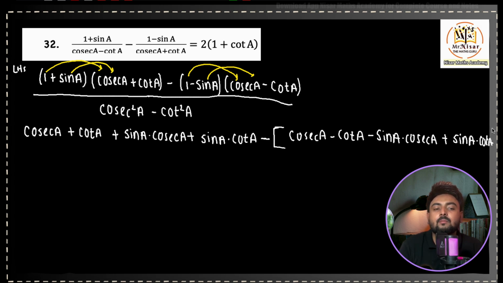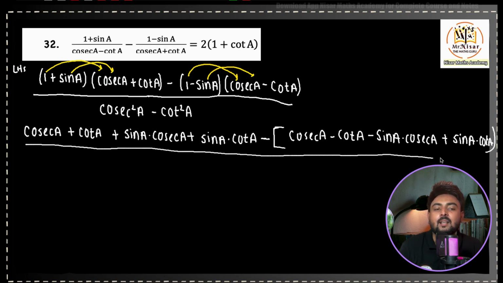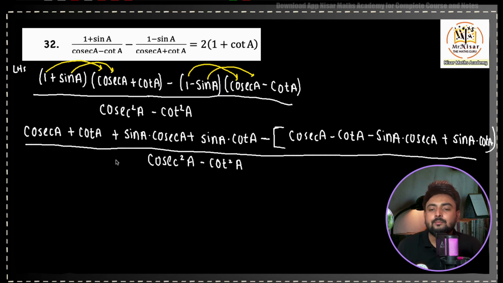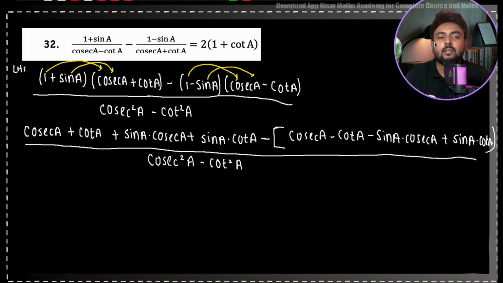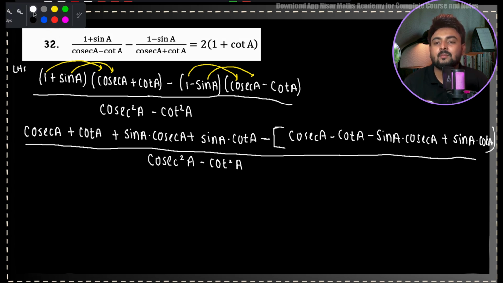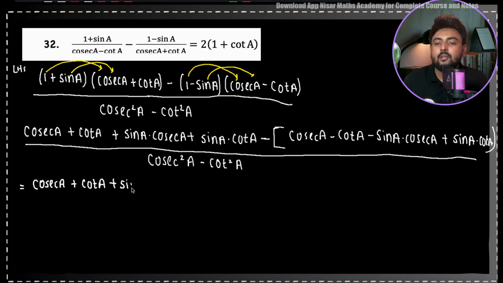Very big step. You can see the complete board is filled here, and in the denominator we have... there is one more way to solve this question. That way I'll give you in the notes. You can use that way as well, any way which you like. Now if I open the bracket, what will I be getting? I'll take the camera upside to avoid the disruptions. So we have here cosec A plus cot A plus sin A into cosec A.